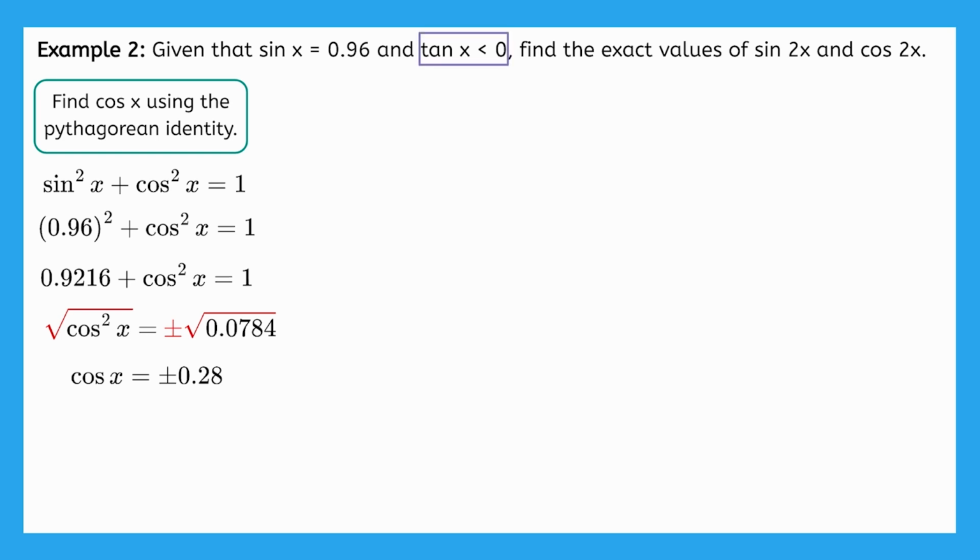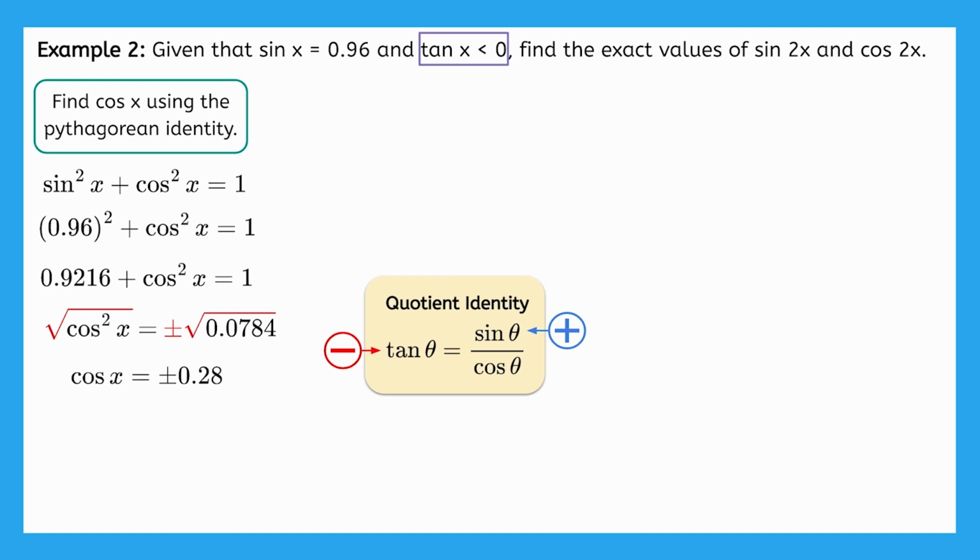Tangent of x is less than 0, that is, it's negative. How is this helpful? Remember that by the quotient identity, tangent of theta equals sine theta over cosine theta. For our angle x, we know sine of x is positive 0.96, and we're also being told tangent of x is negative. Therefore, what must be the sign of cosine? Since a positive divided by a negative would yield a negative, cosine x must be negative. Therefore, cosine of x equals negative 0.28.